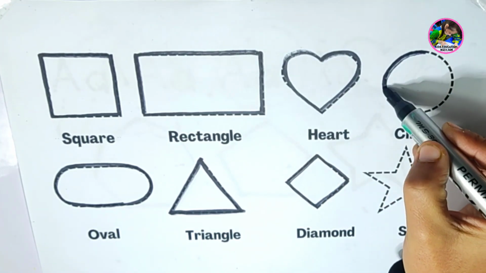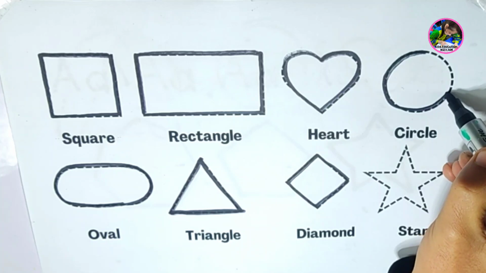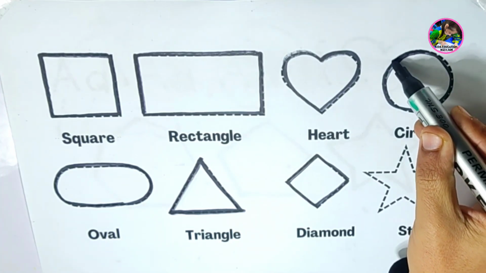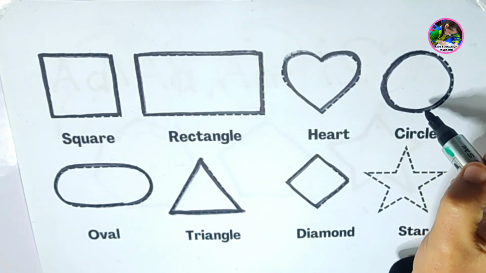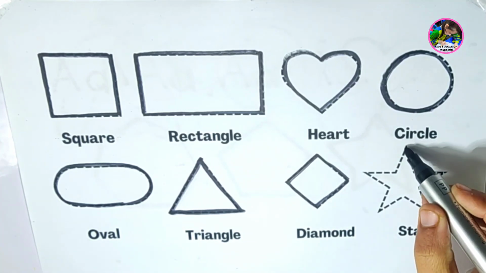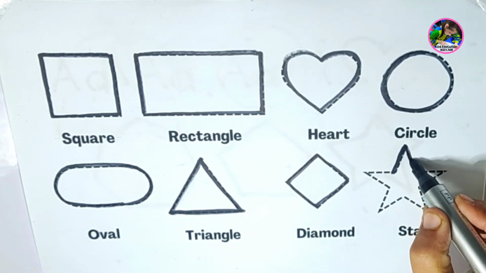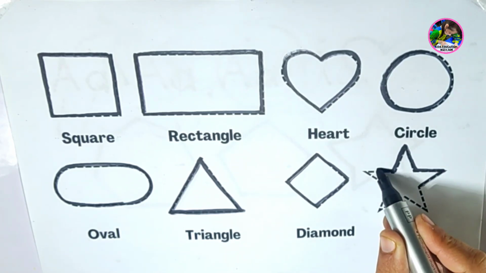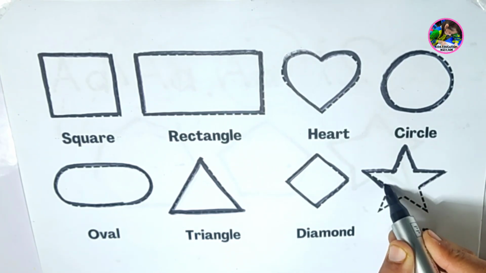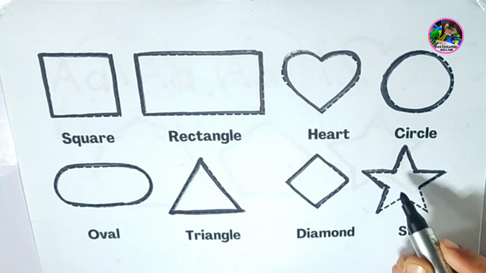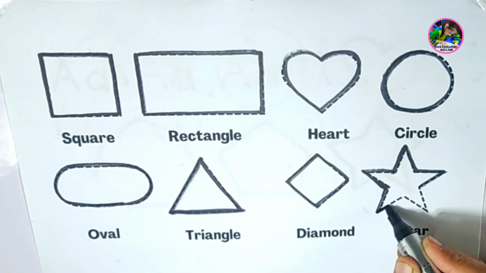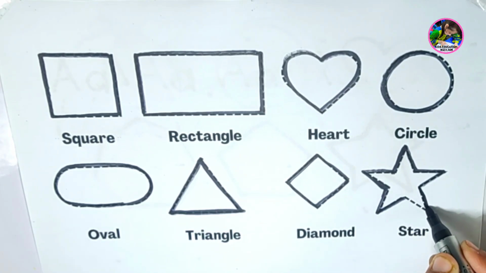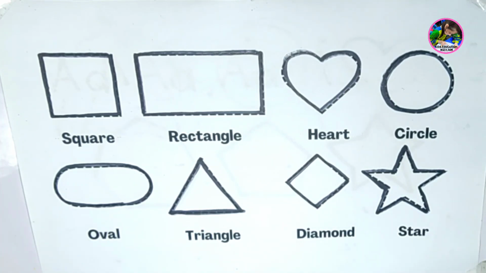Circle. This is circle and let's draw the star. This is a star. Super easy, you can also draw like this. Let's color these 2D shapes.